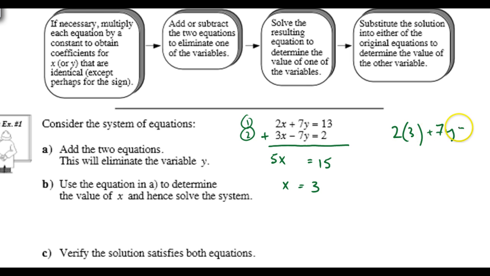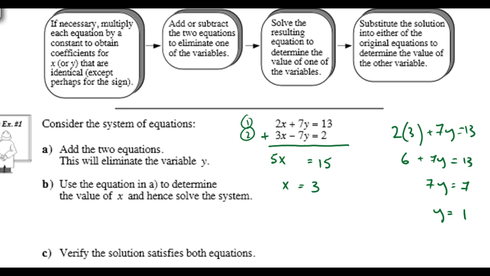Let's go ahead and do that off to the side here. So 6 plus 7y equals 13. 7y equals 7. y equals 1. So that's my solution: x equals 3 and y equals 1.